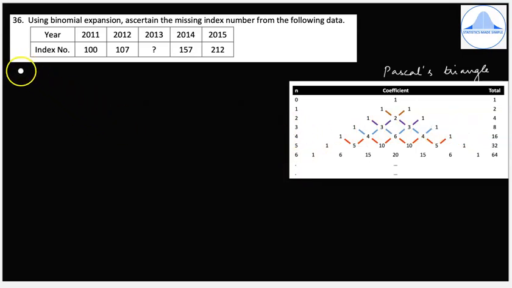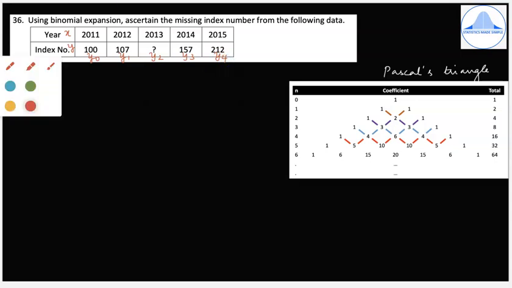Now the first step is to find out how many values of y are given to us. So before that, let us mark the columns, or the rows in this case, as x and y. So the year is x and the index number is y. So this is y0. Then you have y1, y2, y3 and y4. So it's important to mark the rows.